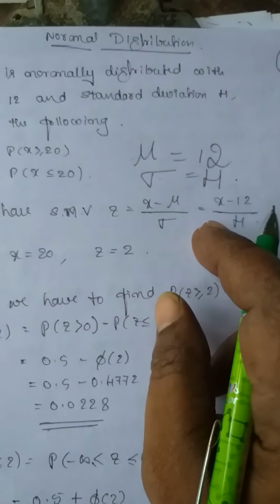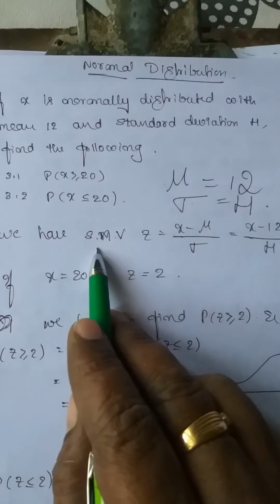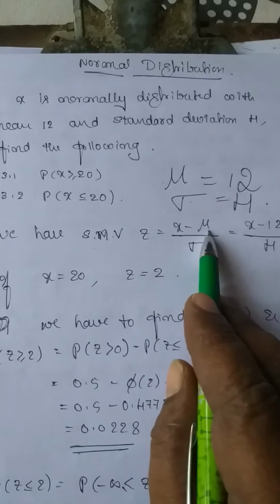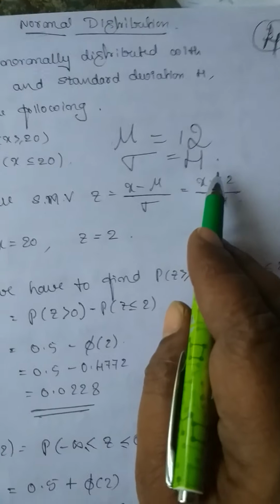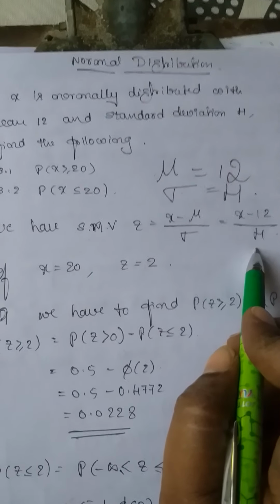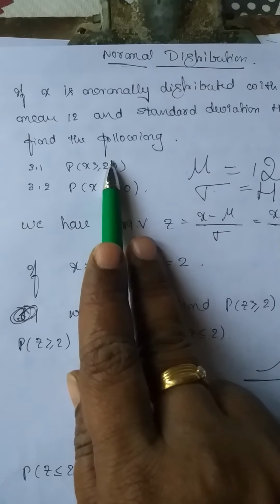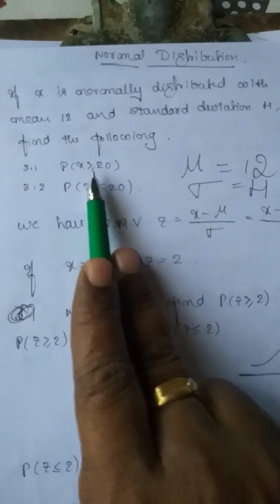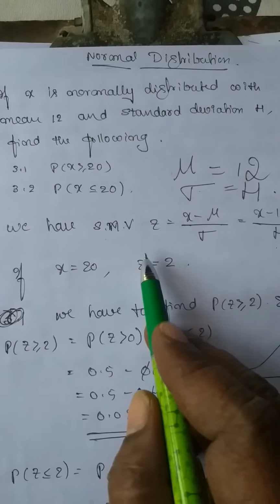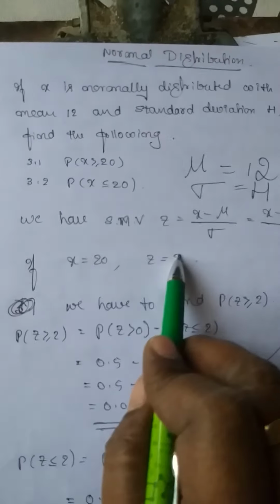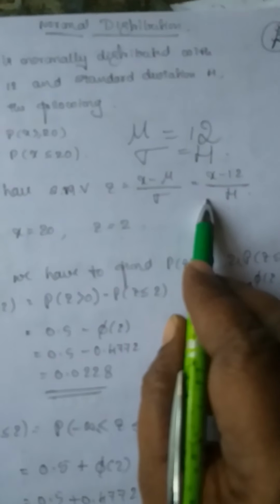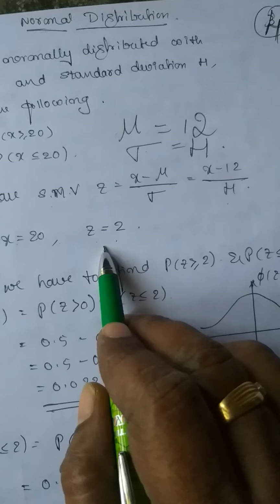Okay, now once we know mu and sigma, it is very easy for us to get the standard normal variate. The formula for that we already know: z is equal to x minus mu divided by sigma, that's equal to x minus 12, because mu is 12 and sigma is 4. That I'm going to write here, correct? So now, first sub question, we have to calculate p of x greater than 20. Correct? Now if you convert this to z, first you have to get the value of z when x is 20. When you substitute x is equal to 20 in this standard normal variate, you get z is equal to 2.